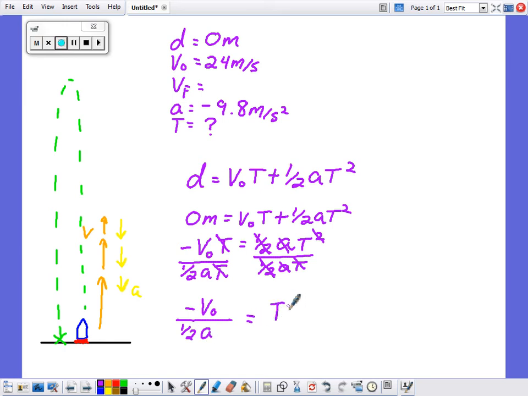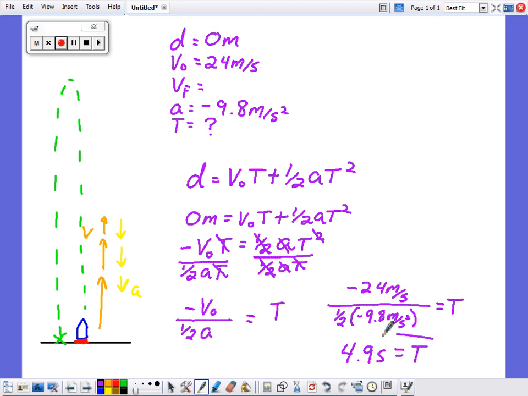equals T. Plug in my numbers, and for V naught I have negative 24 meters per second divided by 1/2 times acceleration, which is negative 9.8 meters per second squared. That's going to equal time. I'm just about out of room, but I think I can fit it. I should get 4.9 seconds for time. And that is problem 17.